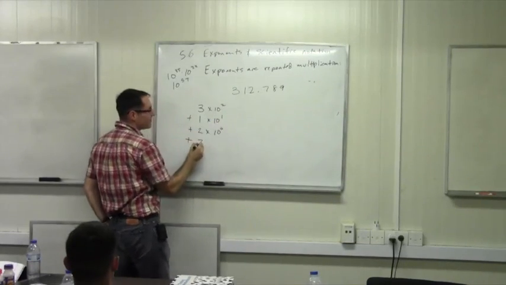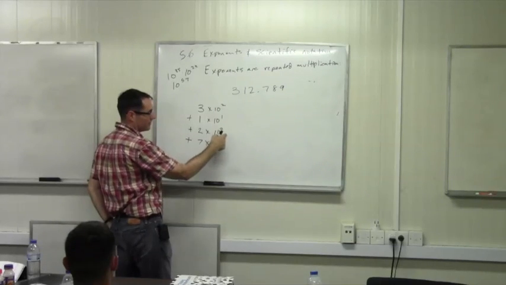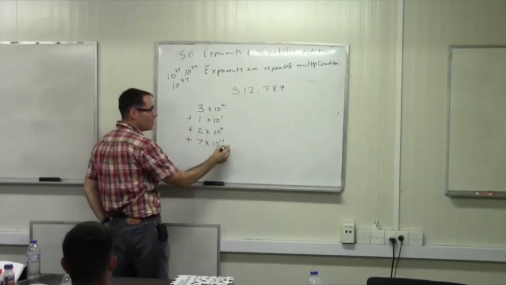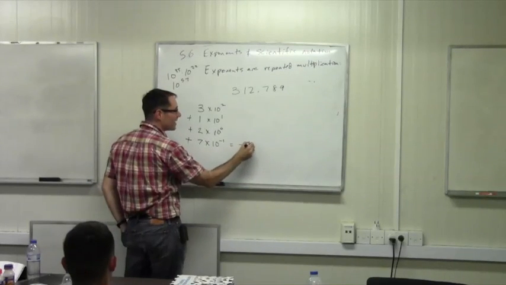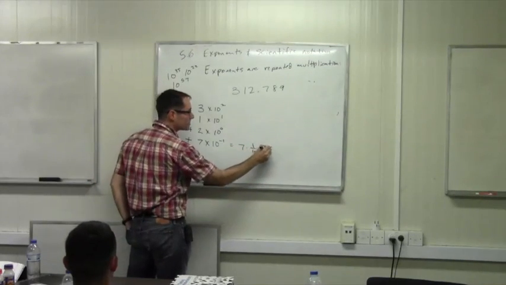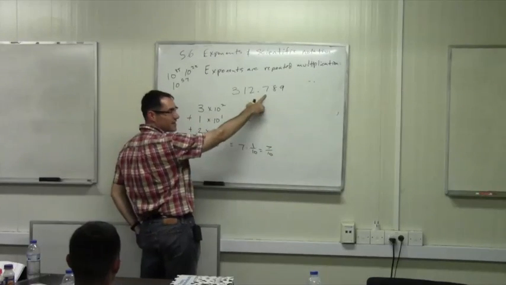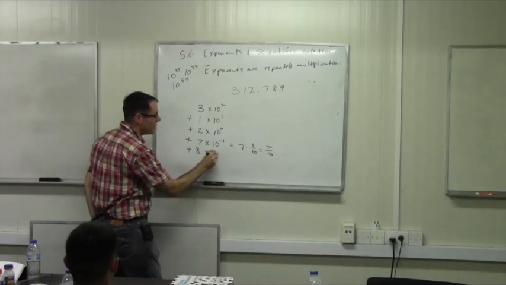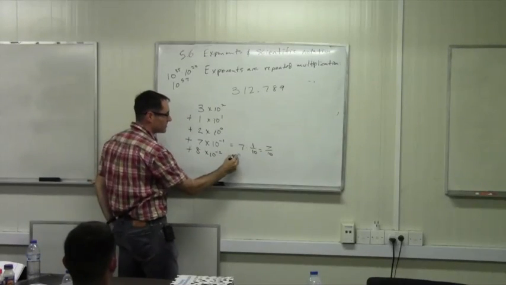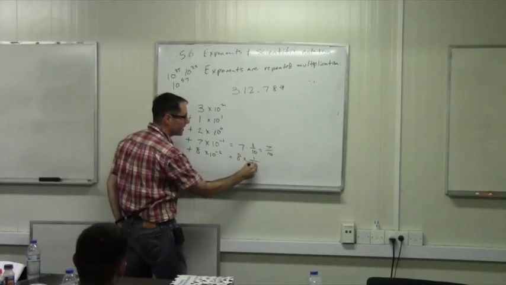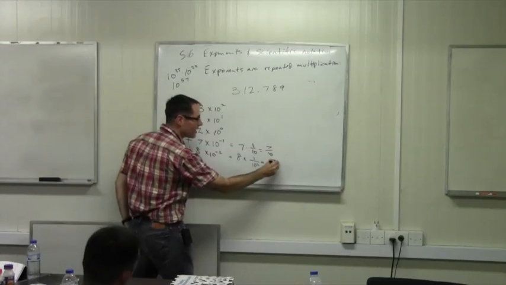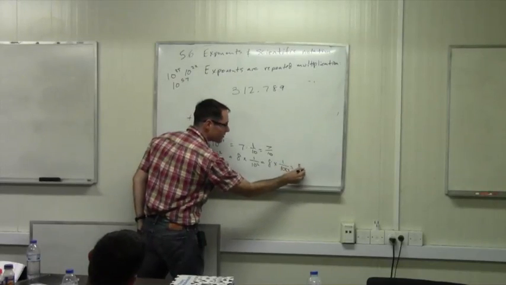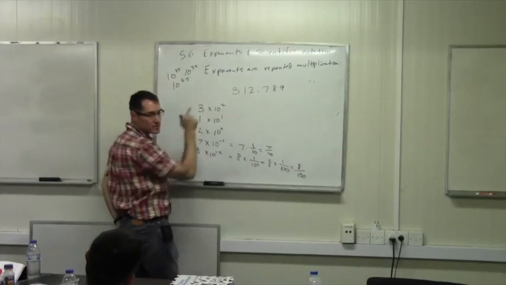Plus 7 times 10 to the, what's the pattern here? -1, right? 7 times 10 to the -1, which equals 7 times 1/10, or 7/10. Isn't that the 7/10 place? Yeah, OK. Plus 8 times 10 to the -2, which equals 8 times 1 over 10 squared, which is 8 times 1 over, what's 10 squared? 100, which is 8/100ths, because that's the 100ths place.